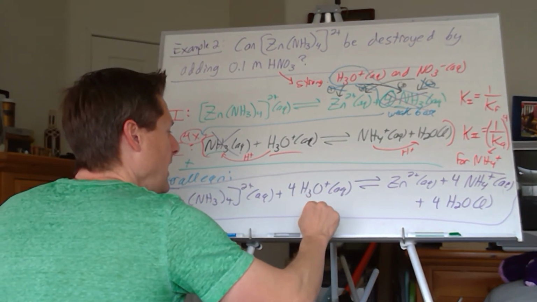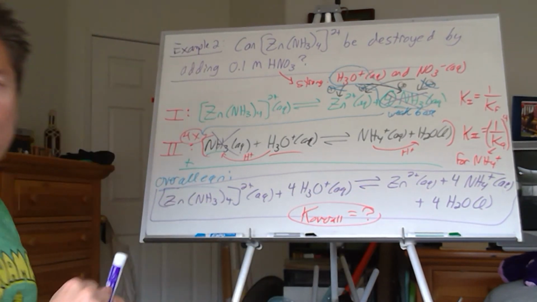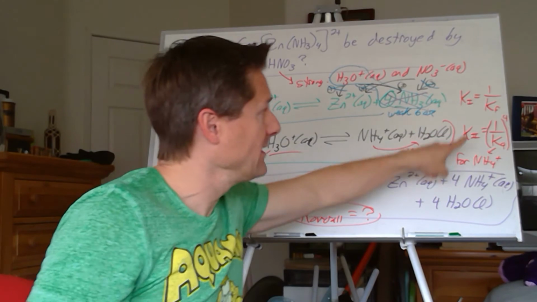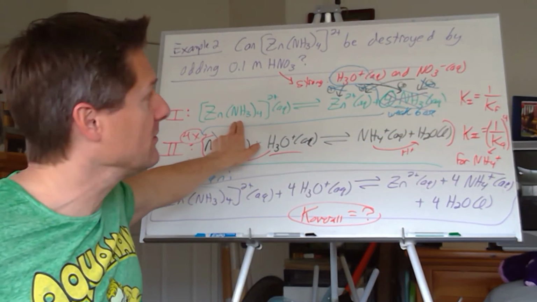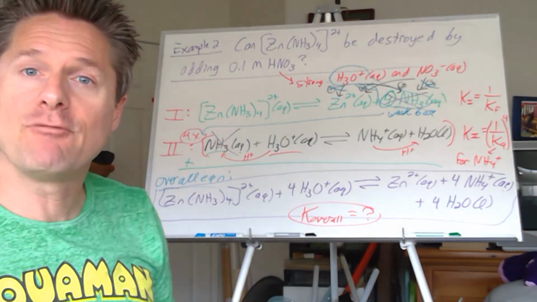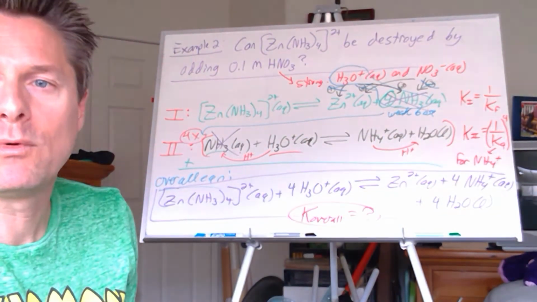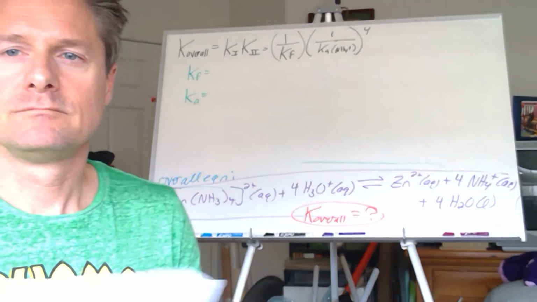So what is K overall? Calculate that for me. So that's going to be K1 times K2, which is 1 over the formation constant of this. Look it up on your table. 1 over the Ka value for that. Go figure that out for me, and we'll pop it up on the next board. We'll be done with this video, and let's see if K is bigger than 1 or smaller than 1.